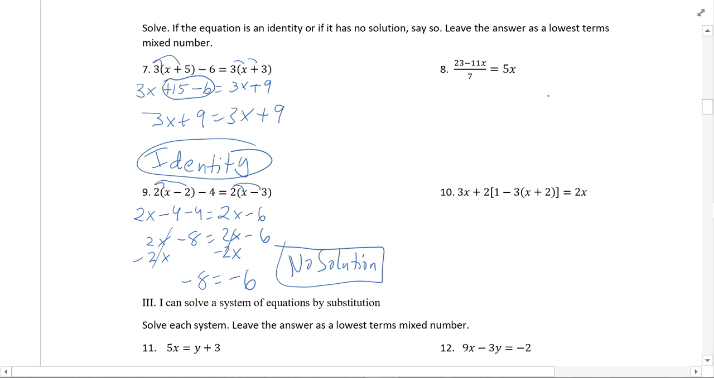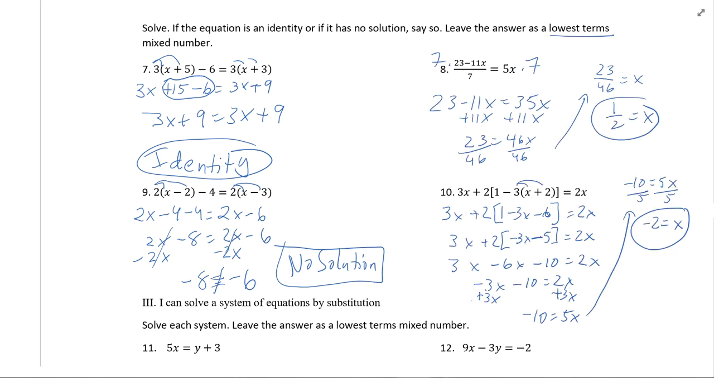All right, so now what I want you to do is pause the video and try number 8 and number 10. Remember, if it equals itself, it's an identity. If it doesn't equal, like it's not a true statement, like -8 is not equal to -6, it is no solution. Okay, so pause the video.